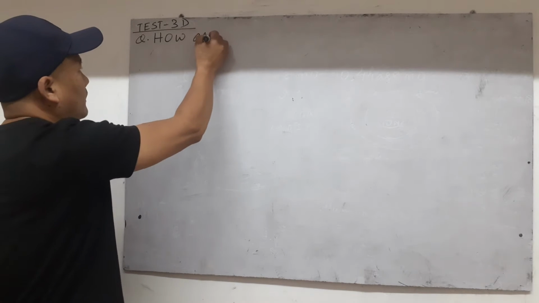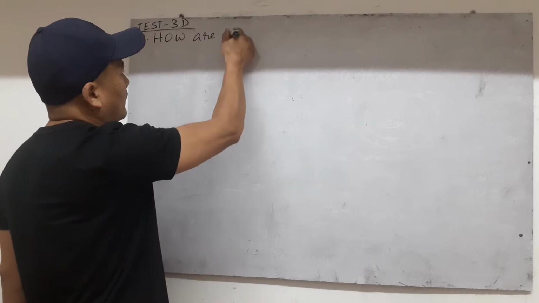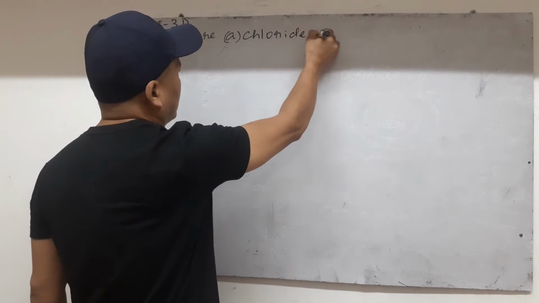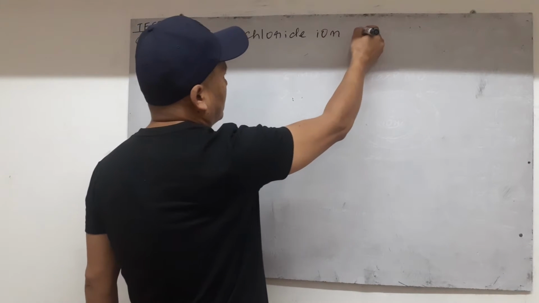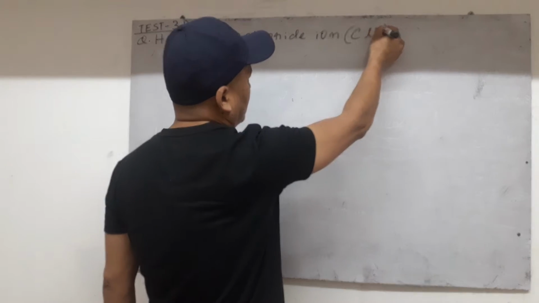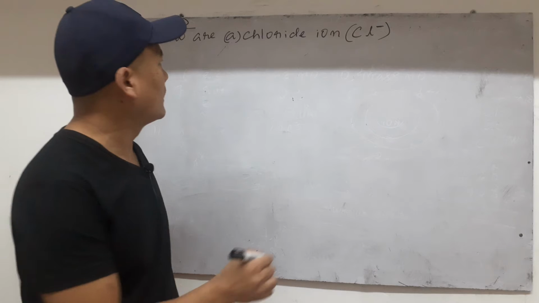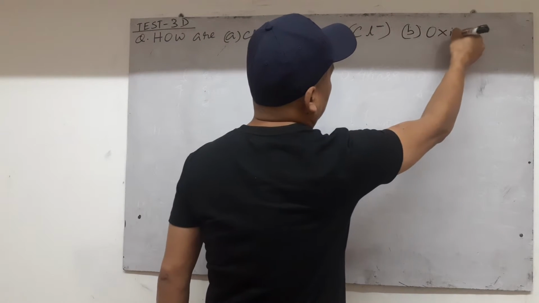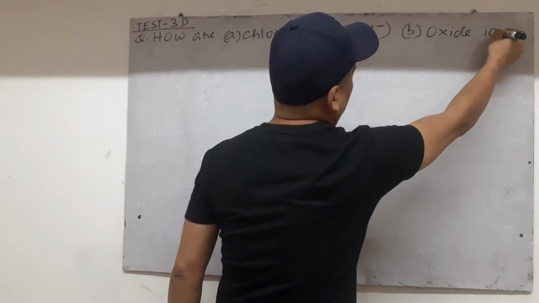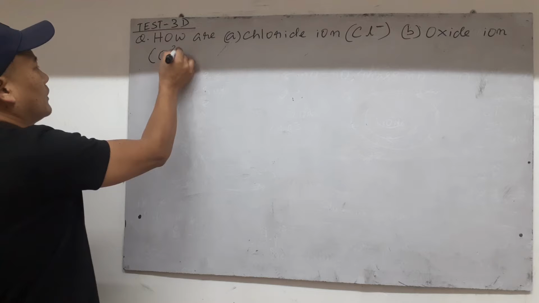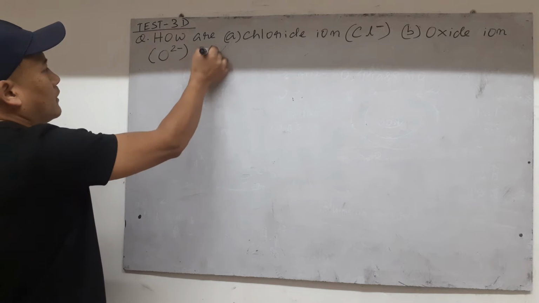How are (a) chloride ion, okay, chloride ion, we know is Cl 1 minus, so minus at the top, capital C small l, and (b) oxide ion, and we know the oxide ion is denoted by O with 2 minus at the top, formed?